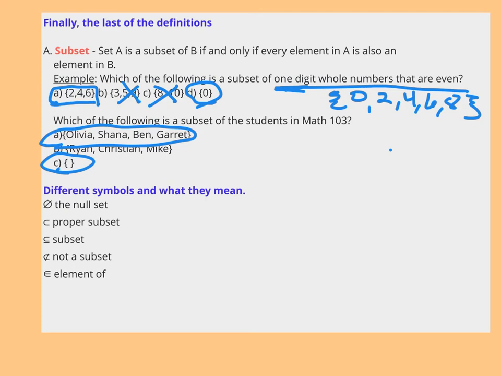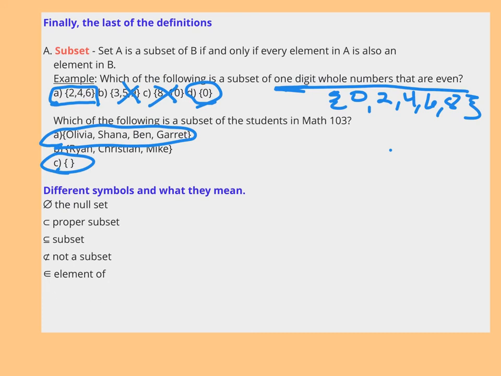The last thing I have here are some different symbols. We talked about the null set. The null set looks like a 0 with a line through it. We have 2 ways to name subsets, a proper subset and a regular subset. And it looks like a sideways U when we do that. If we say that something's not a subset, we would put a sideways U with a line through it. And when we say element of, it looks like a weird E.